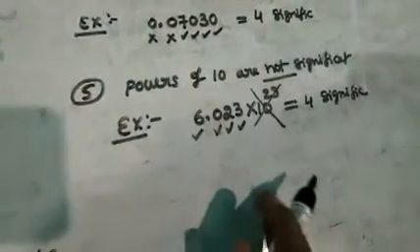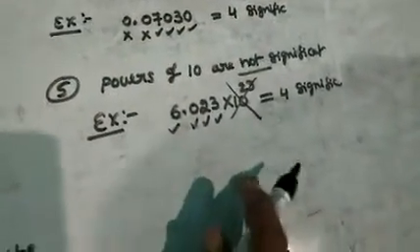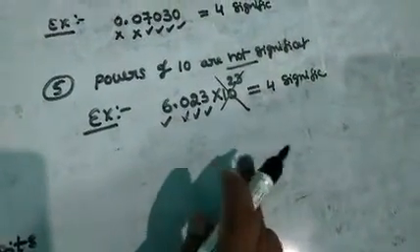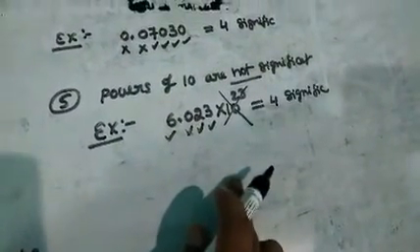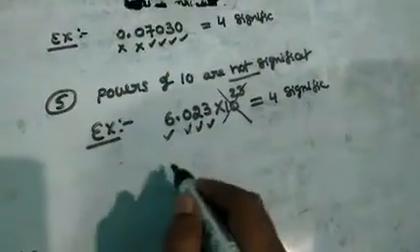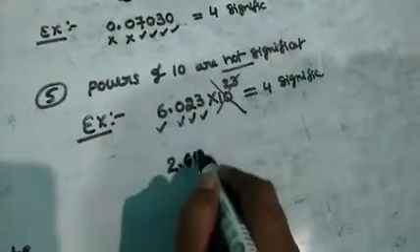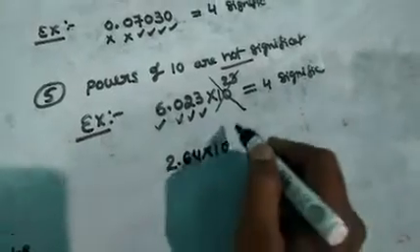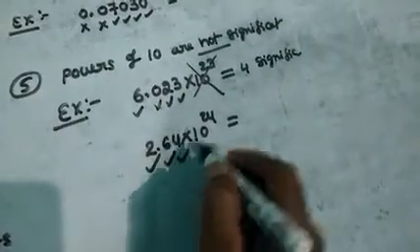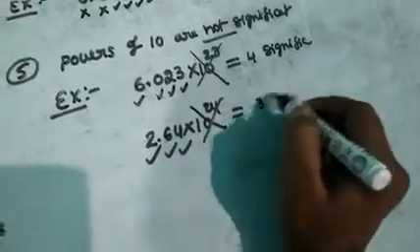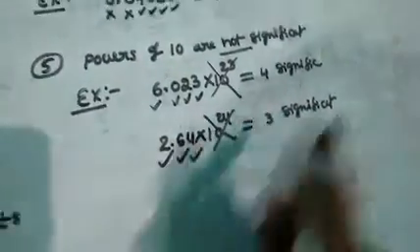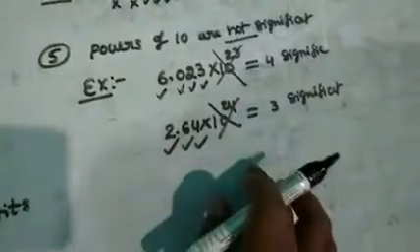Try to understand. Powers of 10 were not significant like this. Okay. So these are the examples to find the significant figures. One more example also I will give you. Simplest example 2.64 into 10 power 24. 2 is countable, 6 is countable, 4 is countable, this is not countable. Answer is 3 significant figures. So try to understand this model.